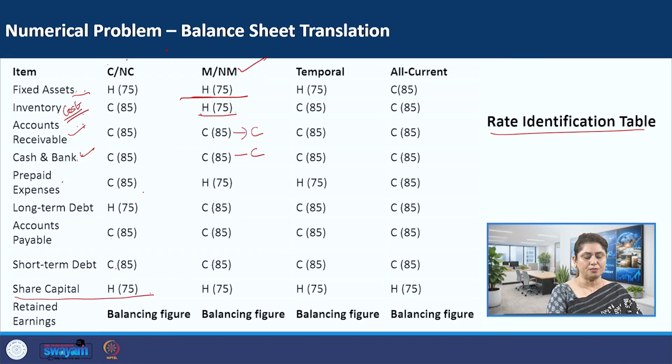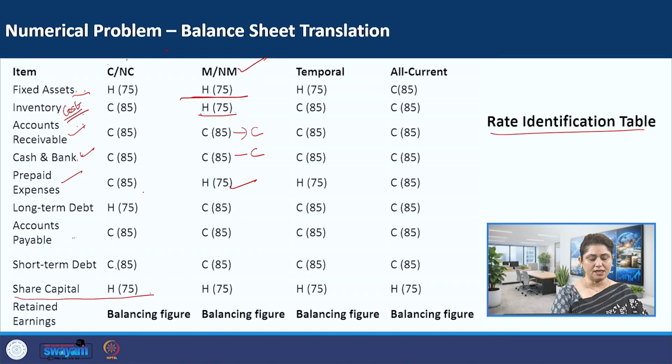If we talk about the prepaid expenses, these were prior expenses for which we have already paid and hence we do not have to pay in future. So, these are fictitious assets and there is no monetary transaction to be done and hence they are going to be taken at the historical rate.